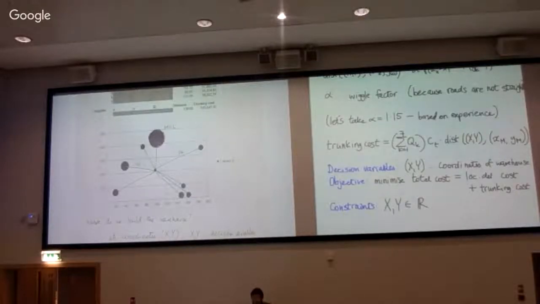Are there any questions about this model? No? Now, we still need to solve the model, but let's first do a 10-minute break, and then I'll show you how this model is solved.